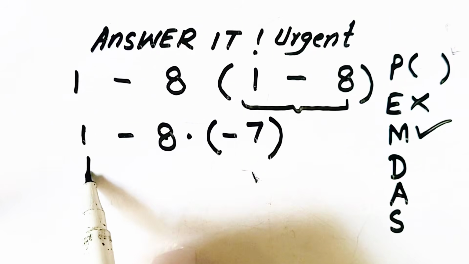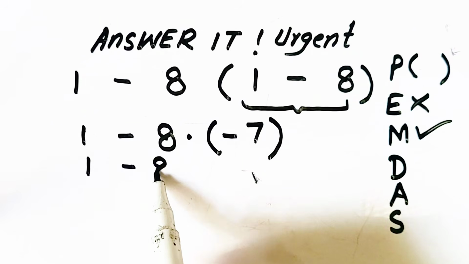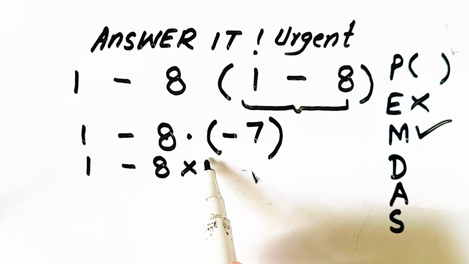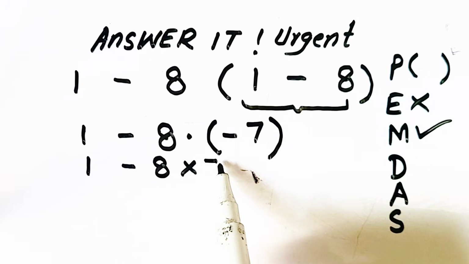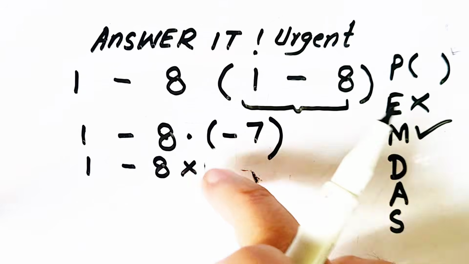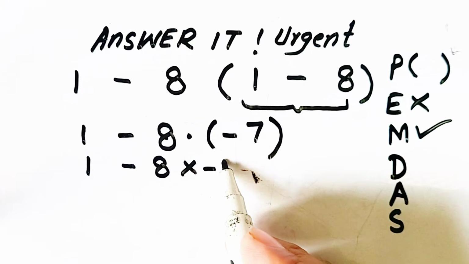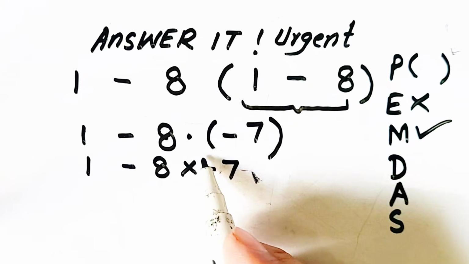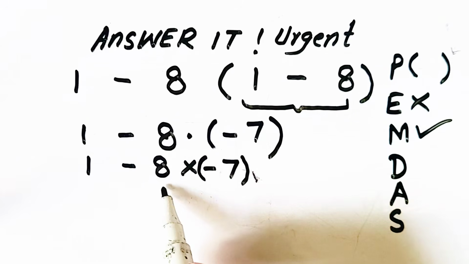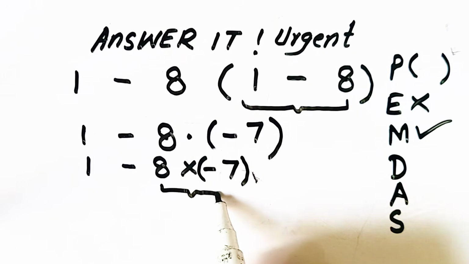It means we can rewrite this question as 8 times -7. Okay, now this portion will be handled first because it is multiplication.